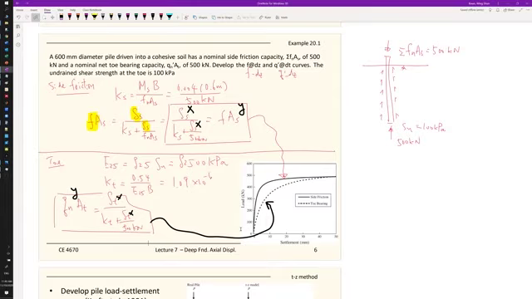settlements. Next we talk about the TZ method, which is a more comprehensive engineering approach to tackle problems like this, and it's more popular to use the TZ method in practice than these hyperbolic models. But I introduced the hyperbolic models to help you visualize what really is going on behind the scenes.